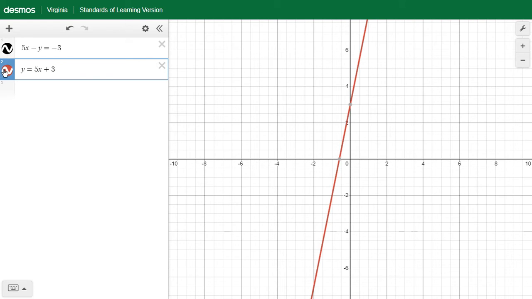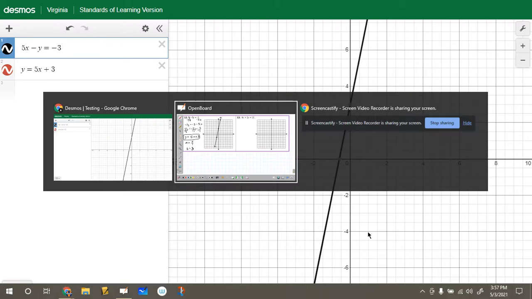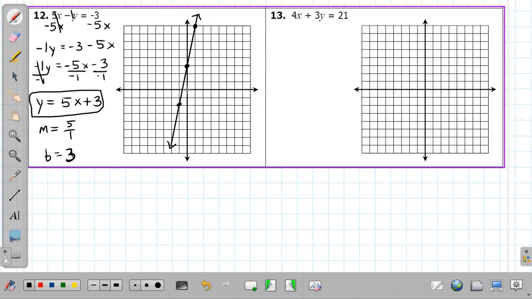Same thing. So we have the black line is the original equation, and the red line is the y equals version. Both of them are the same. So that means both of my equations are correct, and I also have my graph correct, because if you look, you can find the points that are there: 0, 3 and negative 1, negative 2.